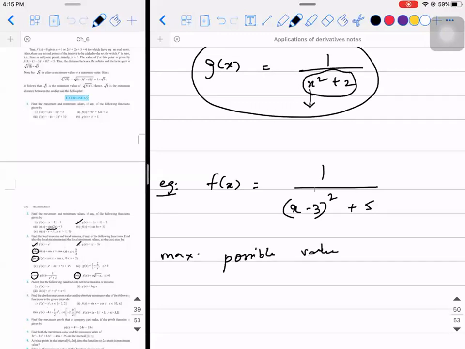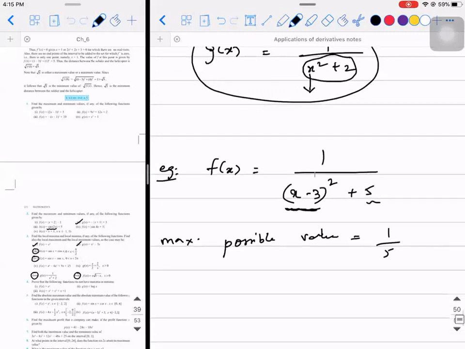If you want, you can differentiate and see it as part of homework. How did you get that 1 by 5? Because you have a square. Square is always positive. Positive plus positive can never be 0. So this is the only variable which can be 0. So maximum possible value is 1 by 5. At which value of x? At x is equal to 3. Now you got it.